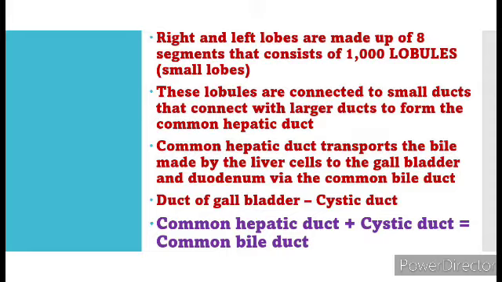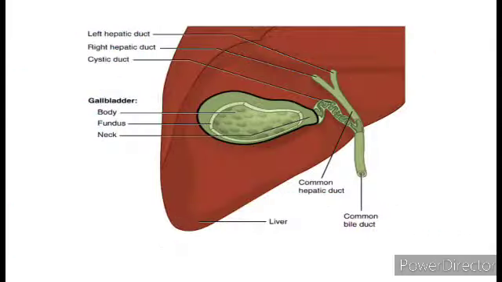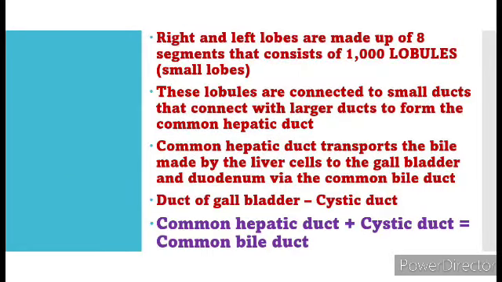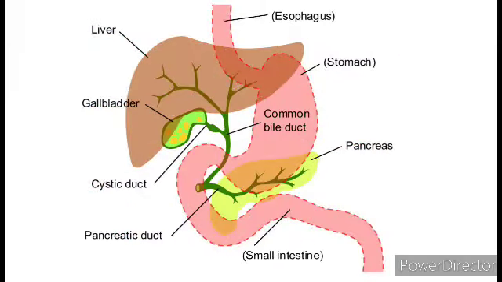This common hepatic duct, which is made by the combination of right duct and left duct, and the duct from gallbladder called cystic duct, these two ducts combine to form the common bile duct. So common bile duct is nothing but the combination of common hepatic duct and cystic duct. Basically right duct and left duct combine to form common hepatic duct. This common hepatic duct combines with the cystic duct from the gallbladder to form the common bile duct. So this common bile duct transports the bile juice to the duodenum.